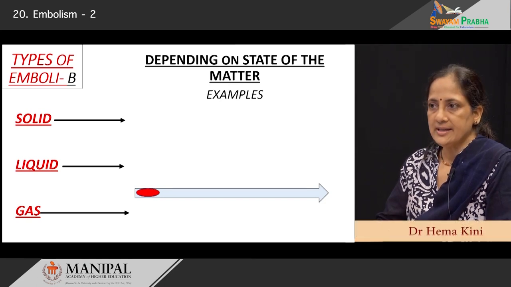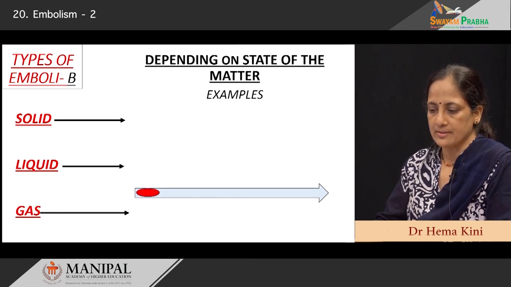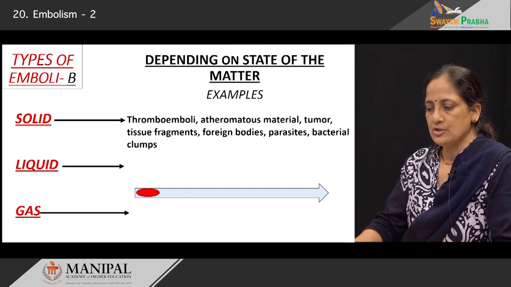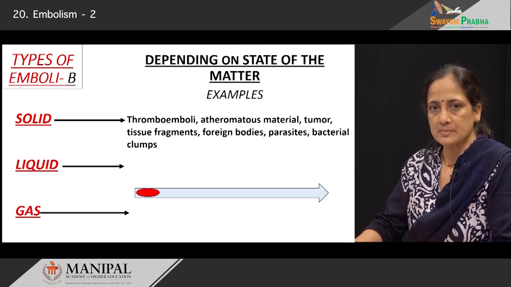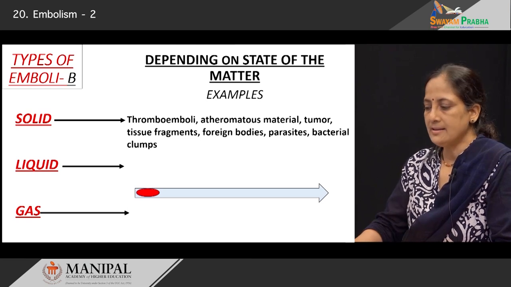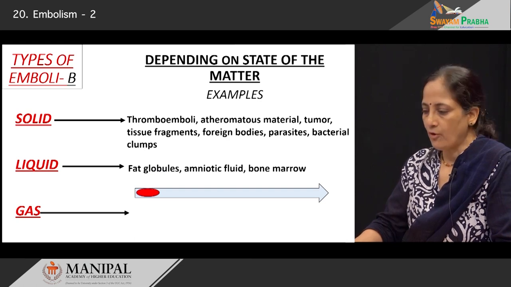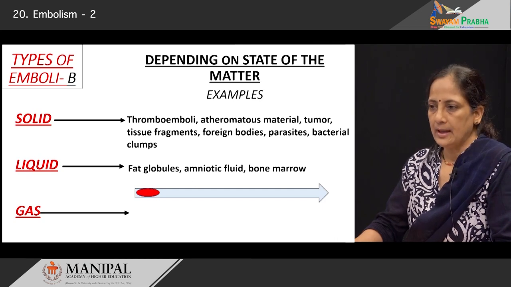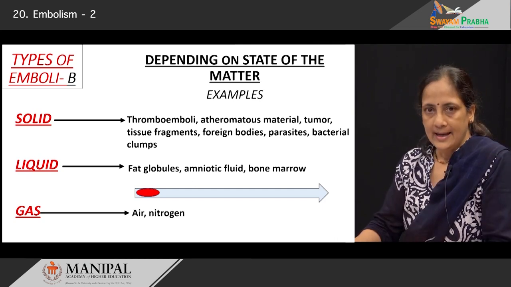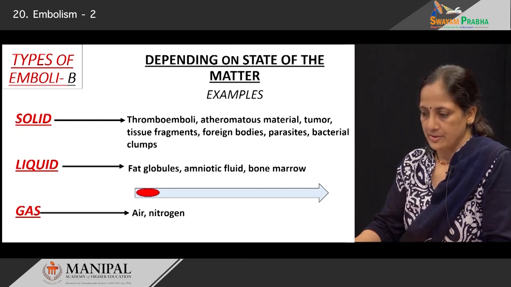Emboli can be classified according to the state of the matter that is circulating in the vasculature. It can be solid, it can be liquid or gas. Solids may be thromboemboli, atheromatous material from atheromatous plaques, fragments of tumor, foreign bodies, parasites, bacterial clumps. Liquid is usually in the form of fat globules, which can be derived from the bone marrow, and amniotic fluid. Gas can be either air or nitrogen.